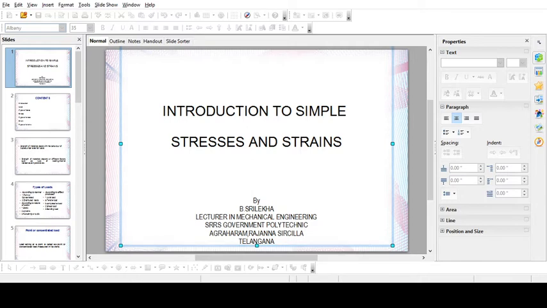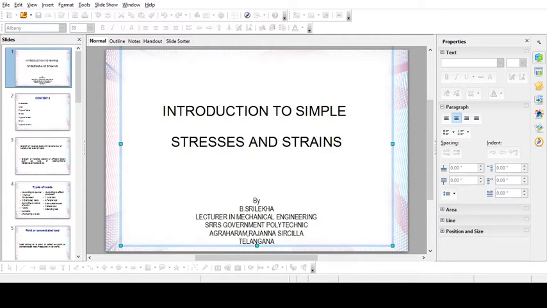It is distributed over a certain region. It is not acting at a particular point. So this is expressed in newton per meter or newton per meter square. If the load is distributed along the length, it is newton per meter. If the load is distributed along an area, then it is newton per meter square.